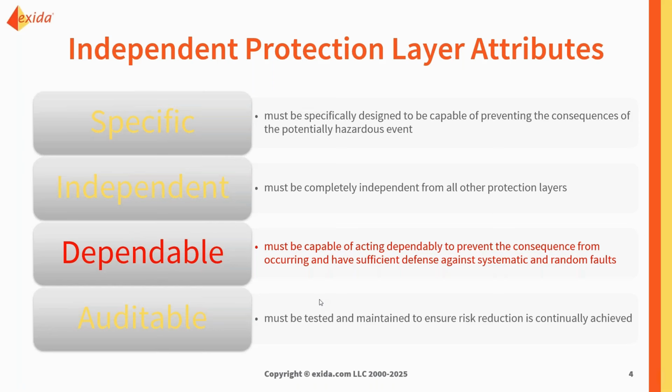And this one often gets violated. We've seen it many times where we're trying to share a final element between the BPCS and the SIS. And then thirdly, the dependability. This is very important because the dependability requires that we must be able to act dependably when the hazard occurs. And so therefore we have to have sufficient defense against systematic and random faults.